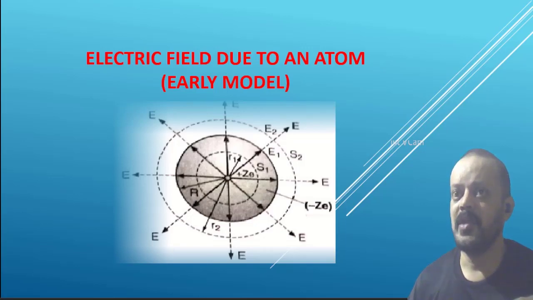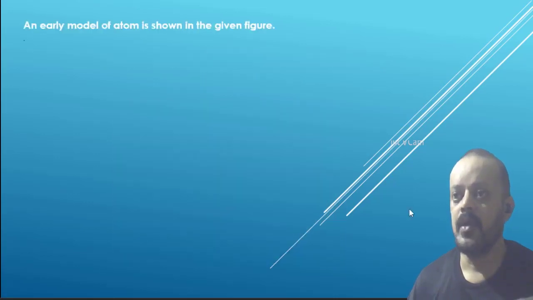There is another application of the Gauss theorem in this video. I will explain how to find the expression of the electric field due to an atom at any point. In this video, we consider the early model of the atom. The early model of the atom is shown in the figure.